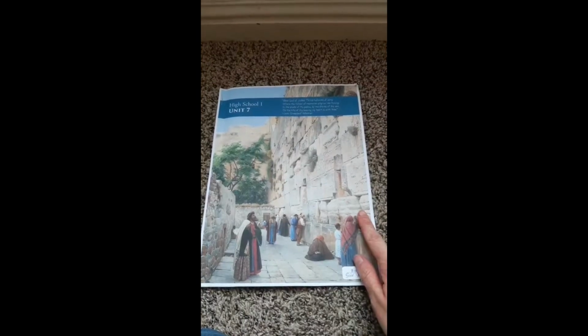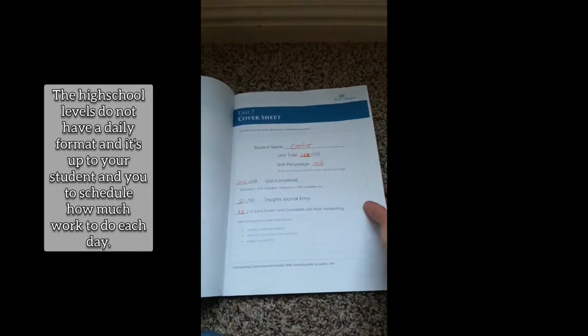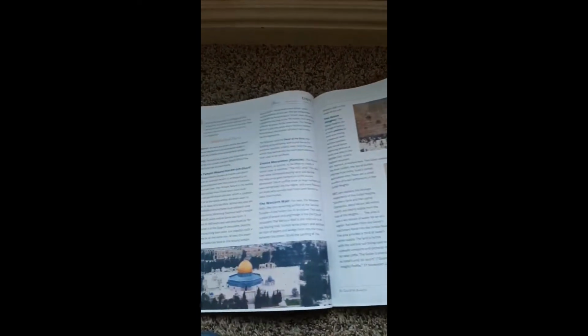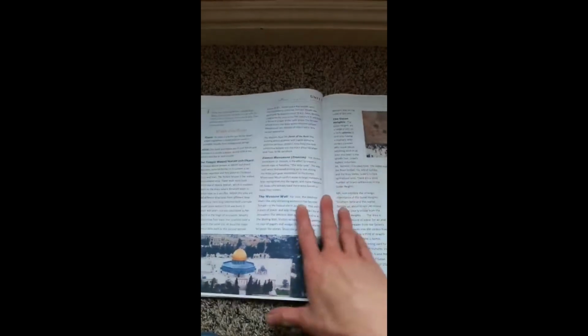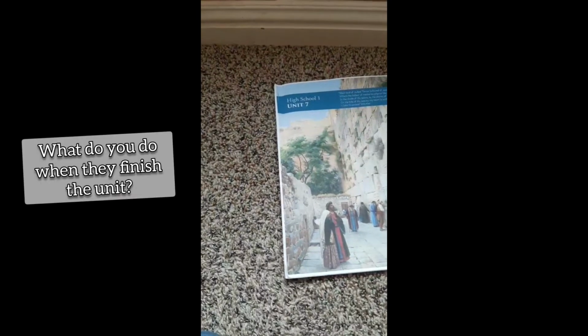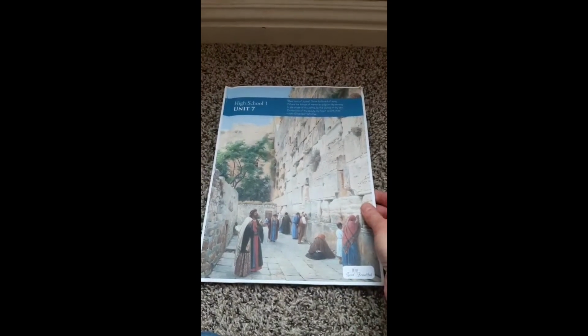All right, so here is the high school unit 7 he just did. And if you're not familiar, the high school is done different than the lower levels. These are not done in daily snippets. You need to schedule this on your own and figure out what to do. So your child has finished The Good and the Beautiful unit 7, unit 1, whatever unit. They finished it all. It's all done.